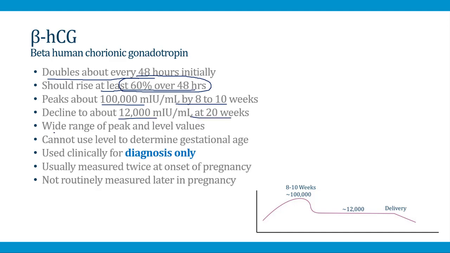There is, however, a wide range of the peak for an individual woman and the level value that ultimately happens at 20 weeks. And so this is one of many reasons that you can't use HCG to determine the gestational age. It's only used for the diagnosis of pregnancy. Most obstetricians measure the HCG level twice at the onset of pregnancy. They want to confirm that it's increasing normally, and then after that it's not routinely measured later on during pregnancy.